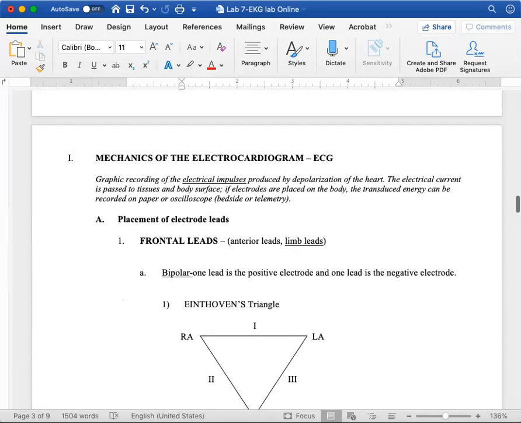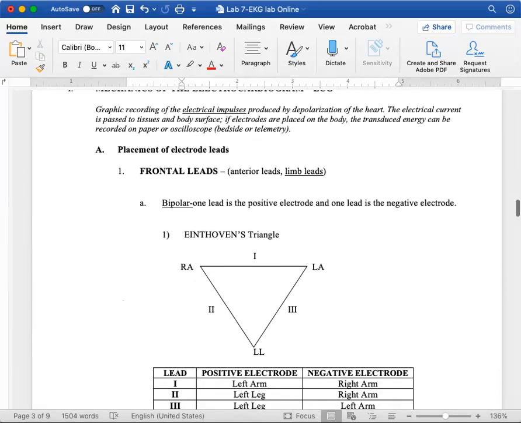Let's see. So mechanics of the electrocardiogram, if we were doing this in lab, we would hook up the electrodes. So you would have a negative electrode on the right arm, an electrode on the left arm, an electrode on the left leg, and an electrode on the right leg. The right arm is where your negative is. The left arm is where your positive is. For lead 2, negative is right arm, positive is left leg. So you're taking a picture electrically of what's happening in this direction. And then for lead 3, your negative is left arm, your positive is left leg. And so that's your lead 3.